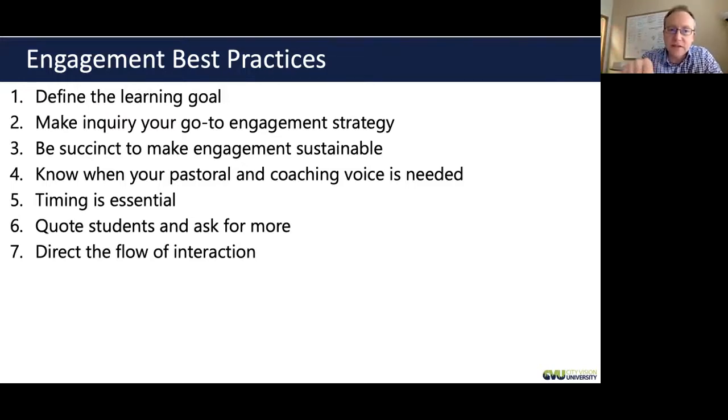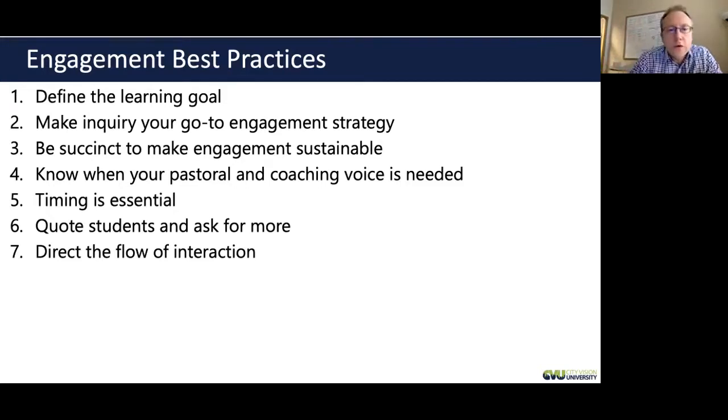Number 3, be succinct to make engagement sustainable. Let me give you some examples. One is simple, like, tell me more about this. Like, you said this, and I like to quote my students, and then say, explain your rationale, or tell me more, or I'm curious about. That's a great stem. I'm curious about this. Why? Where did you find that kind of thing? So be really succinct. You can reply very quickly to everyone when you're using that approach.